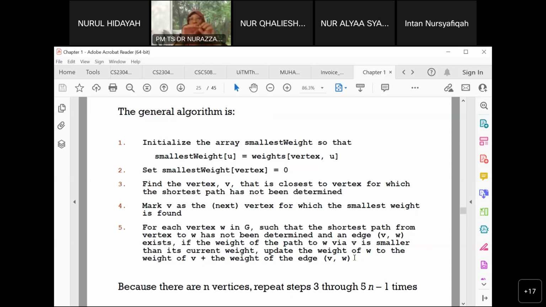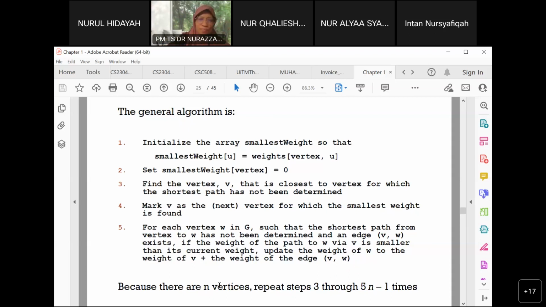Jika ada, okay, mula-mula katalah kita dah jumpa satu edge tu dengan the smallest weight, katalah weightage dia 5 kan. Kemudian kita cari lagi dalam graph tu that is adjacent to that vertex W. Katalah jika edge tu lebih kecil daripada the current weight, the current weightage tu, so kita update lah, kita tukar lah, ambil yang lebih kecil kan. So update the weight of W to the weight of V plus the weight of the edge from V to W to get the shortest path tu.